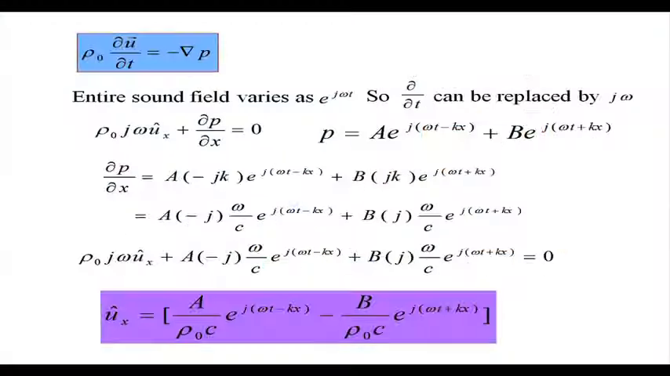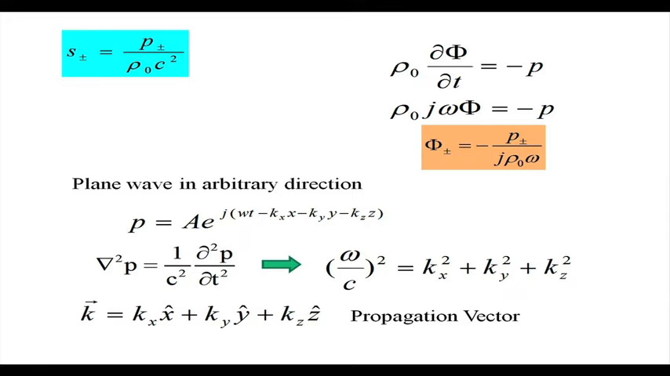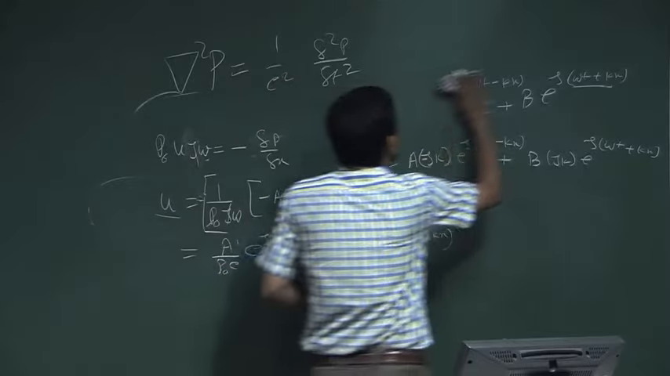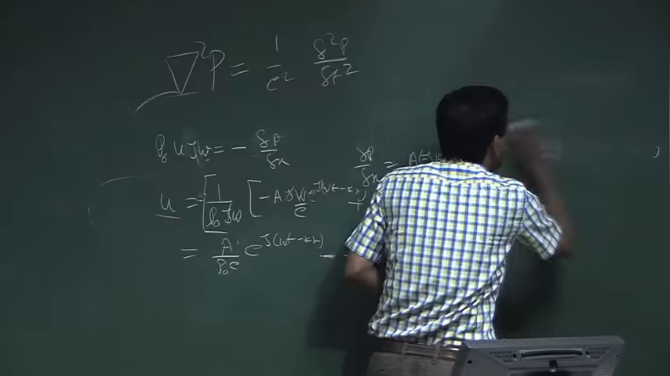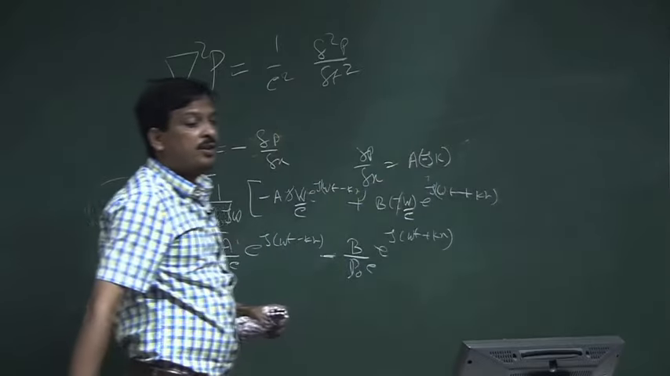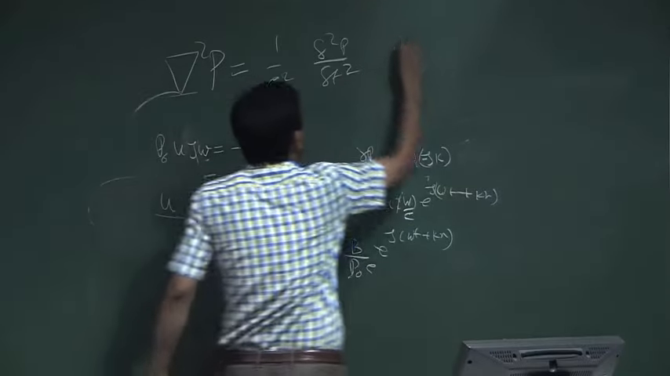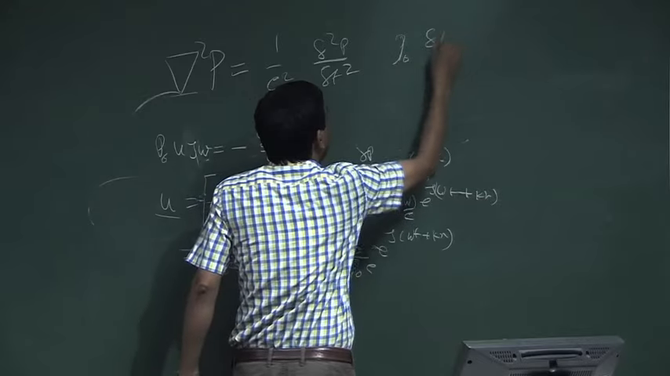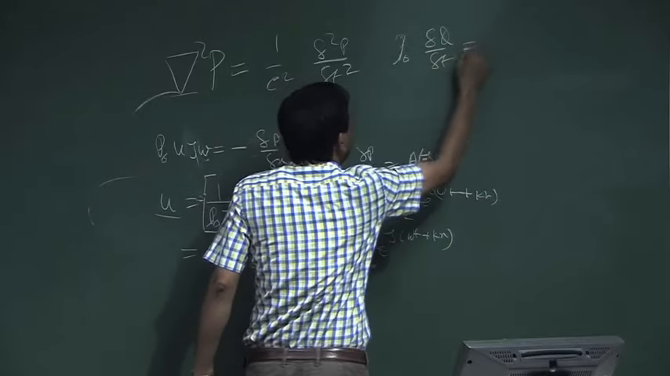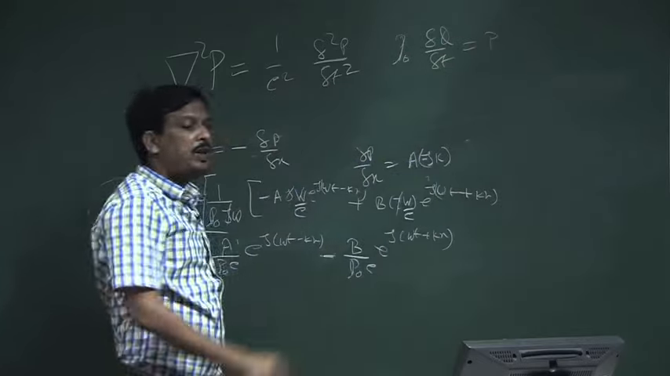Now, what is phi? Phi is the velocity potential. I said phi is the velocity potential. So, rho 0 del phi by del t is equal to minus p.